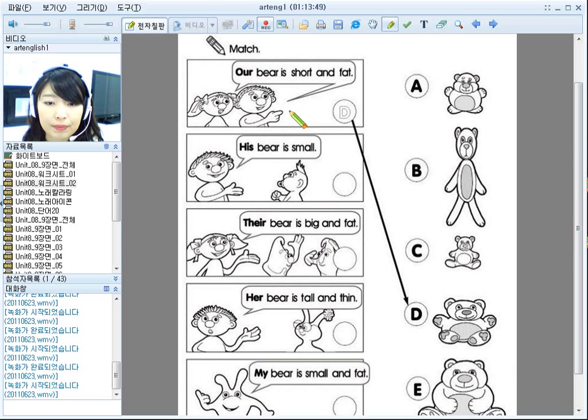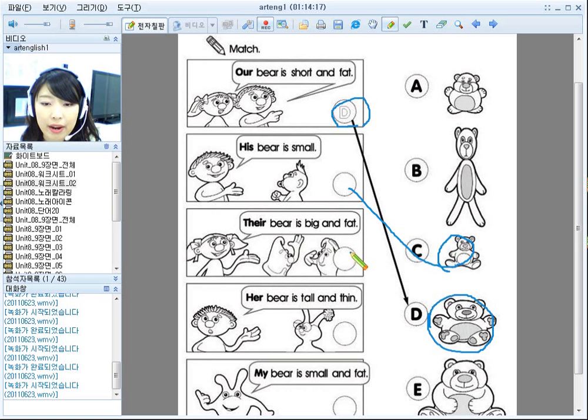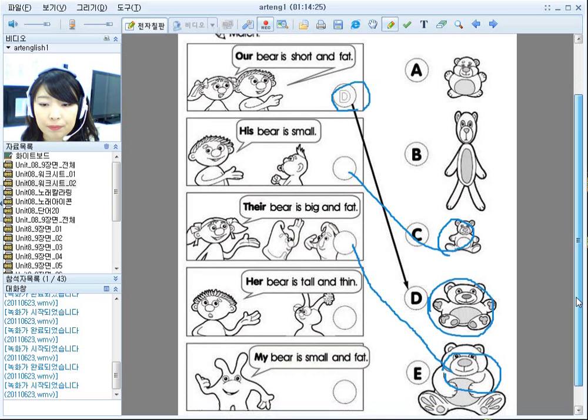Next, Pat and Ned say, "Our bear is short and fat." Then Ned says, "His bear is small." And Pat says, "Their bear is big and fat."